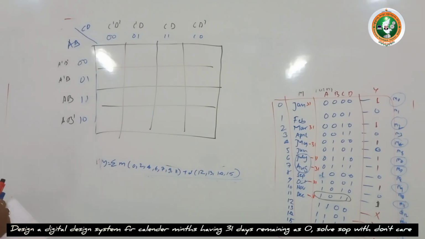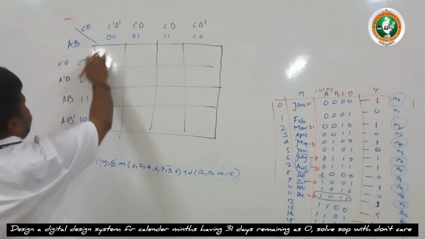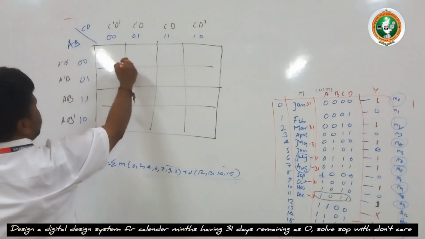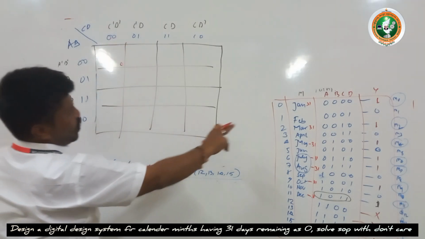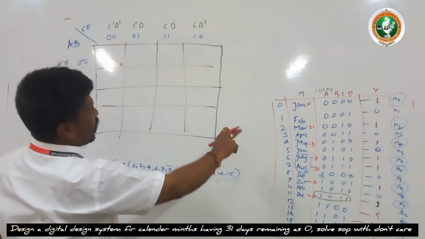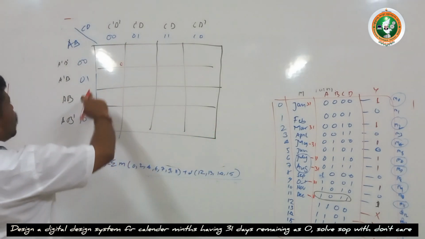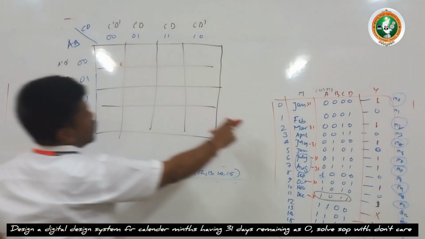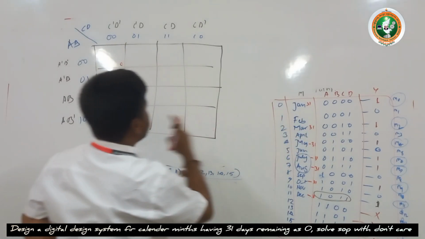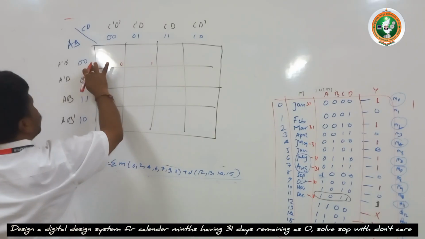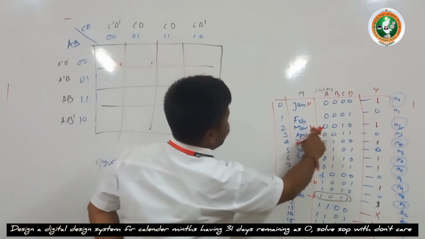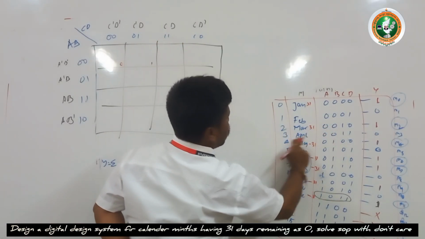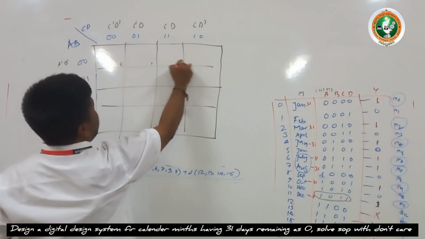Next is the indexing of the cells. How to index the cells here? I have to give the indexing of the cells. Multiply the row with the column, as you already know. This is 0 0 0 0, which is 0 in decimal. 0 0 0 1 is how much? Decimal 1. 0 0 1 1 is how much? 3.